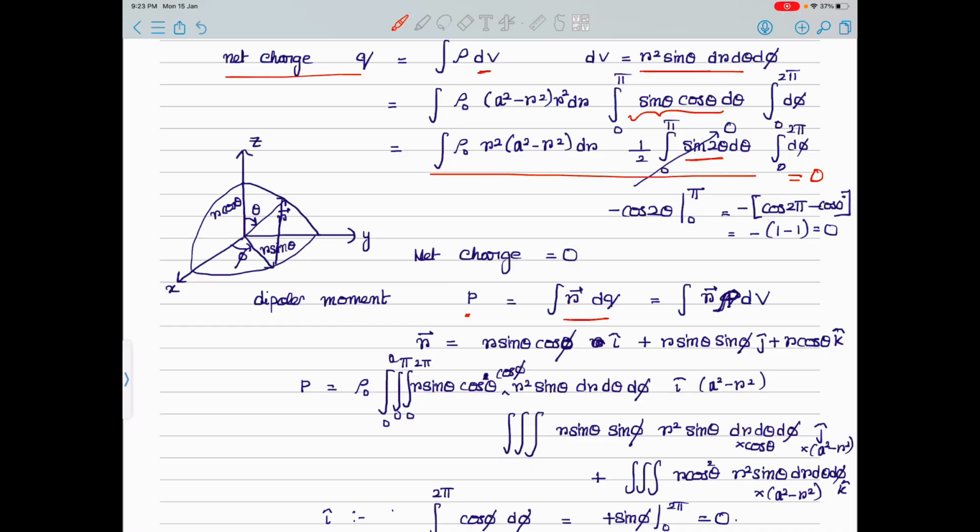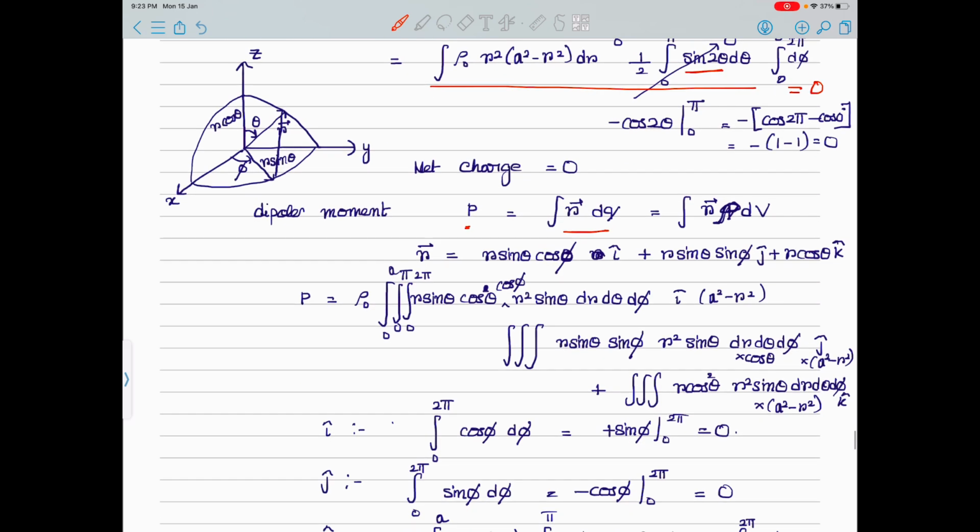And rho is given in the question. So we just write the integral in the i cap direction, the j cap direction and the k cap direction. In the same way, r varies from 0 to a, theta varies from 0 to pi, and phi varies from 0 to 2 pi.